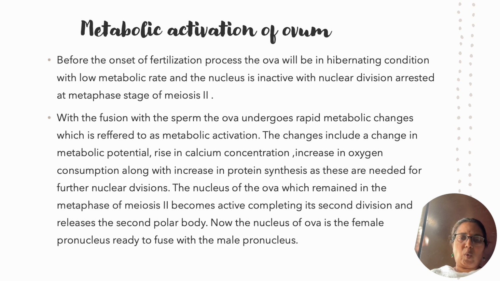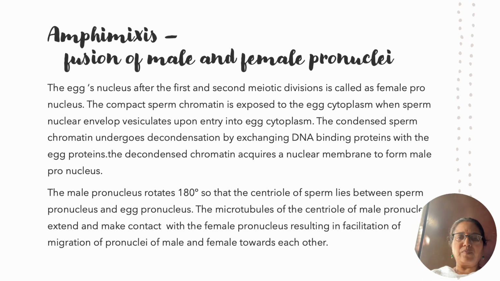The nucleus of the ova, which remained in the metaphase of meiosis II, becomes active, completing its second division and releasing the second polar body. Now, the nucleus of the ova is the female pronucleus, ready to fuse with the male pronucleus. The egg's nucleus after the first and second meiotic divisions is called the female pronucleus.